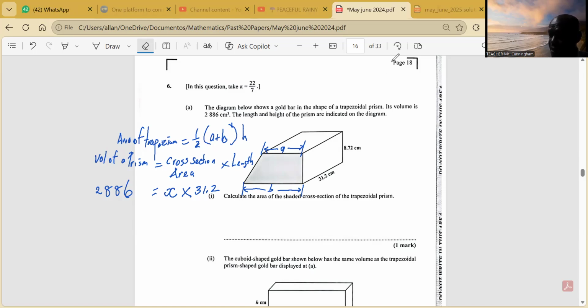All right, so everybody has a working idea what to do. So it's 2,886 divided by 31.2. So the area is 92.5 centimeters squared. All right. Tell me when I can move on.